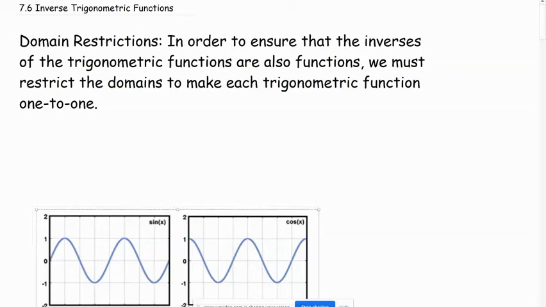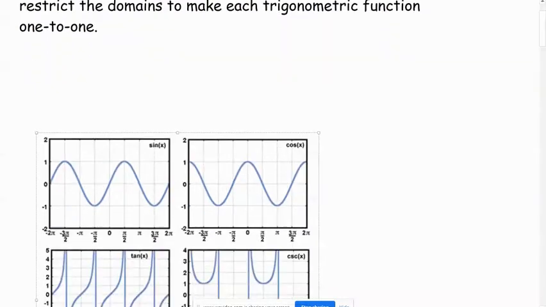Today's lesson is going to be on section 7.6, and we're going to talk about how to define inverse trigonometric functions and the derivatives and integrals associated with the inverse trig functions.